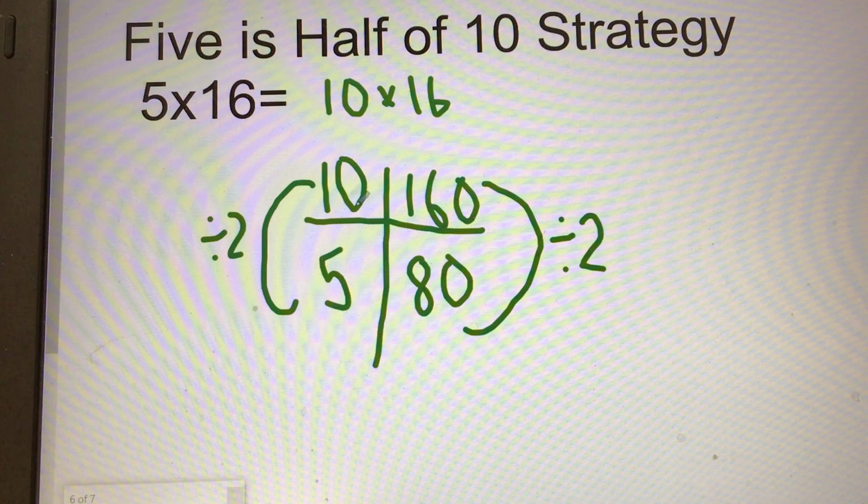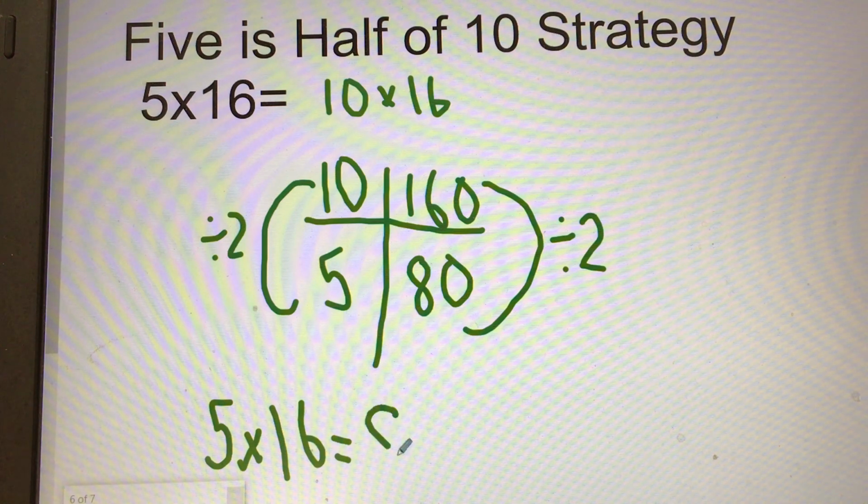So we can use the 5 is half of 10 strategy for the problem 5 times 16 by first doing 10 times 16, which is 160, and dividing my 10 by 2 to get my 5, and dividing my 160 by 2 to get my 80. So we know now that 5 times 16 equals 80.